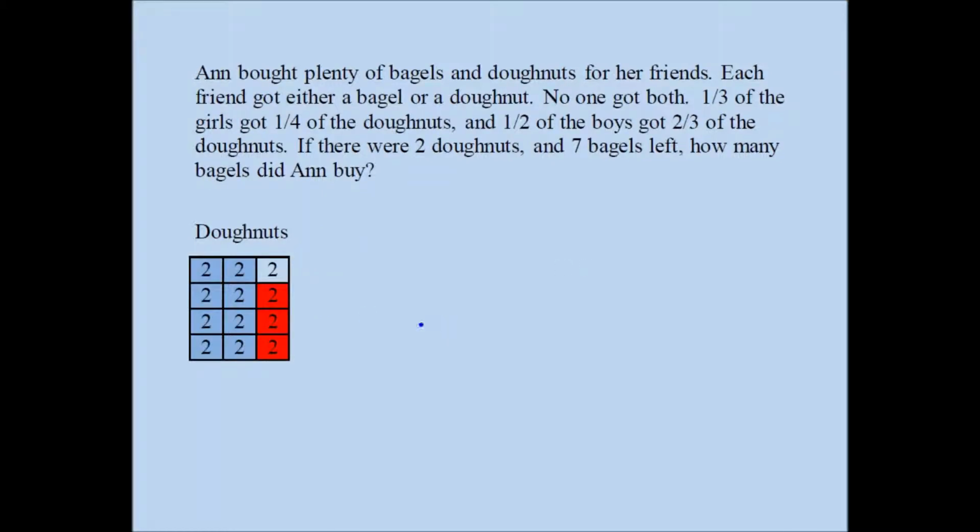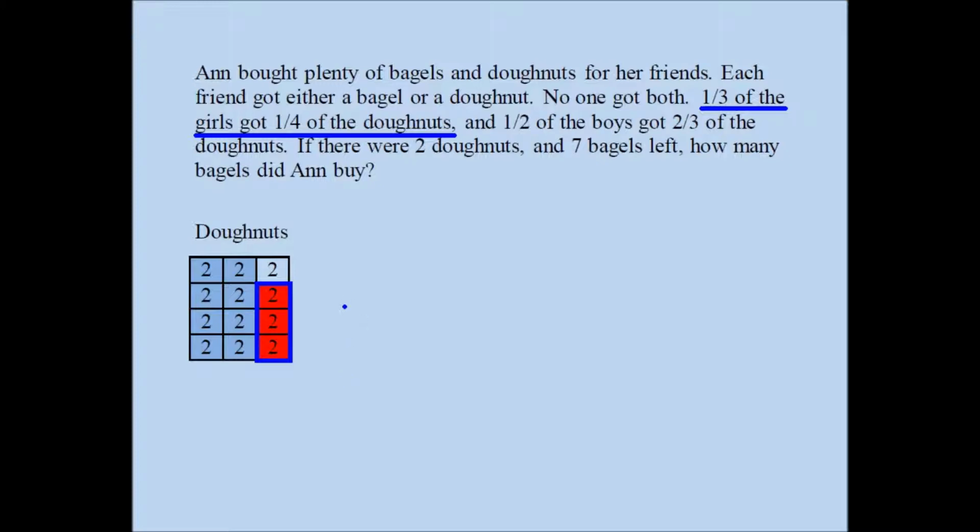So what I have here is the rectangle representing doughnuts, and there are 12 equal pieces. Each piece represents 2 doughnuts, and we know from here that one third of the girls ate one fourth of the doughnuts, and these are the doughnuts the girls ate. So using those 2 points, we can actually decide how many girls ate the bagels.